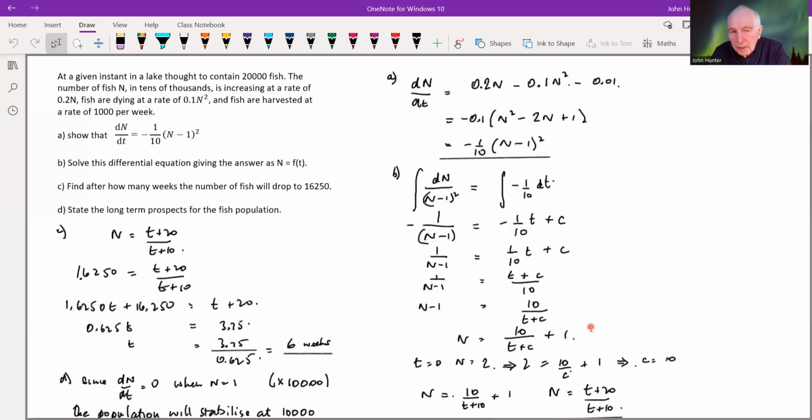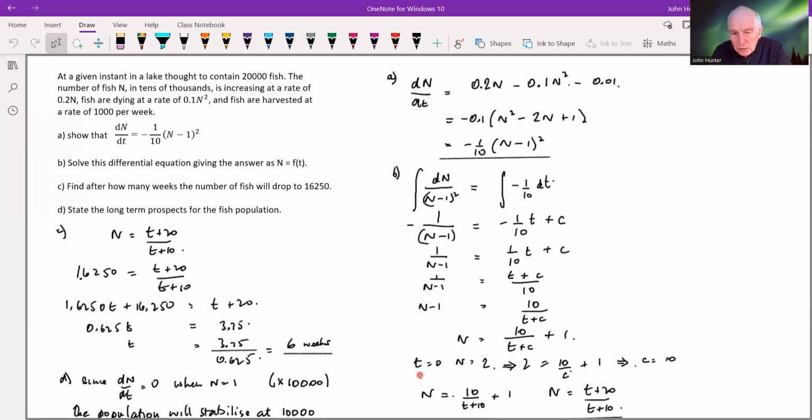Now, if we now apply our boundary condition, this is not untypical. The boundary condition in this question is not that obvious. You have to kind of glean it from the text, but it does say at a given instant, and this is our starting instant. So we're looking at time going forward from this. The lake's thought to contain 20,000 fish. So basically, our boundary condition is this: when t equals 0, n equals 2, 2 being 2 in tens of thousands of fish.